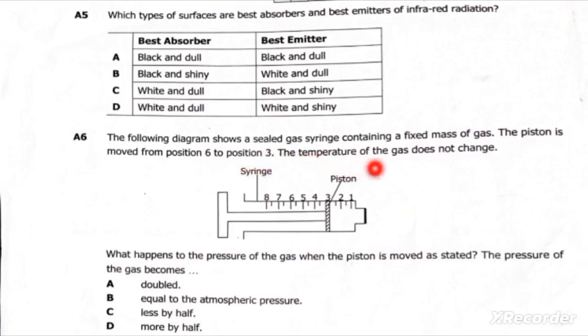The temperature of the gas does not change. Okay, we are given the cylinder here. The question continues: what happens to the pressure of the gas when the cylinder is moved as stated? The pressure of the gas becomes: A, doubled; B, equal to the atmospheric pressure; C, less by half; D, more by half. Okay, so to answer this question effectively, we are going to apply Boyle's law.